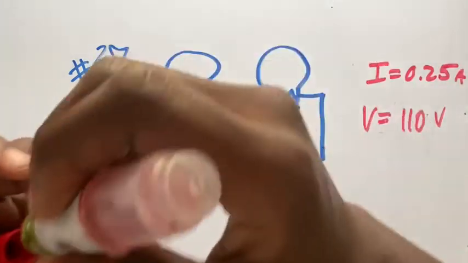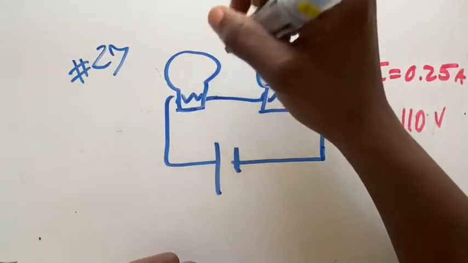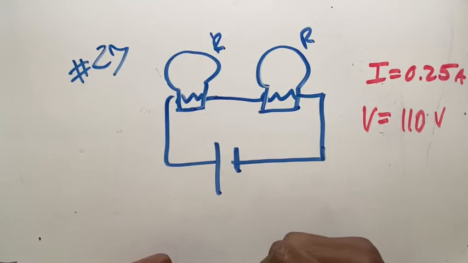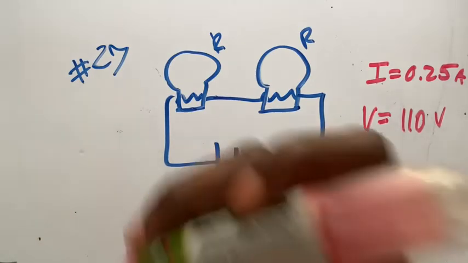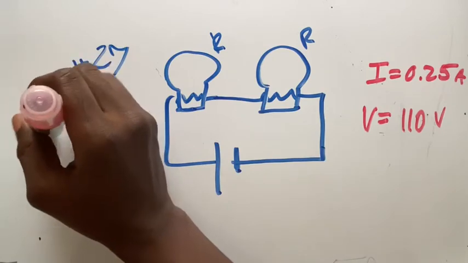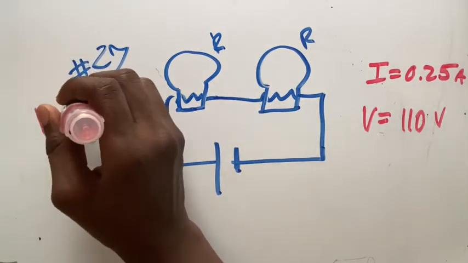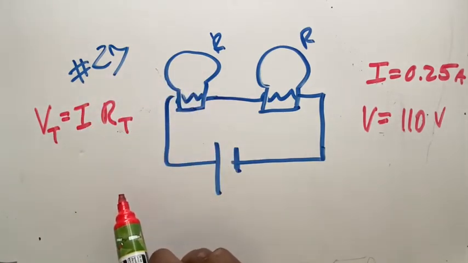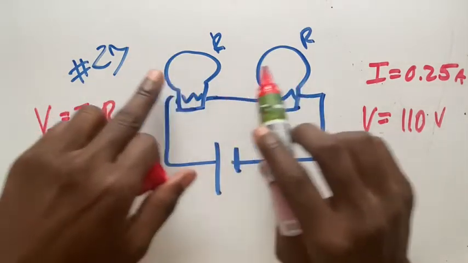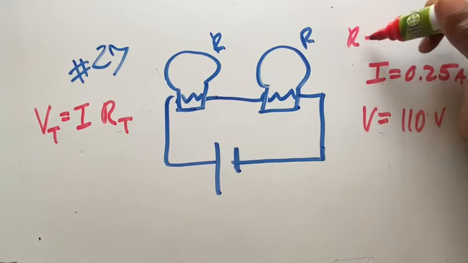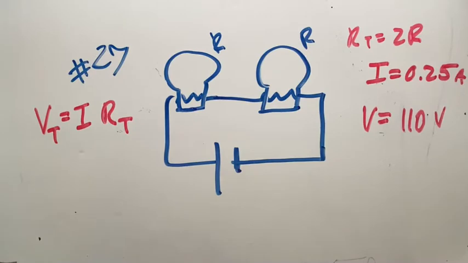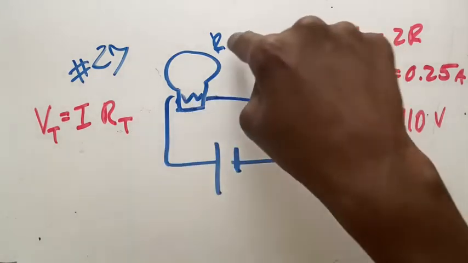So let me call this resistance R, and I'll call this resistance R. Now if I use my Ohm's law, V, the total voltage, equals the current times R, the total R, where the total R is basically these two added up. So R total equals 2R. All right, and we're trying to solve for what? We're trying to solve for the resistance of one of them.